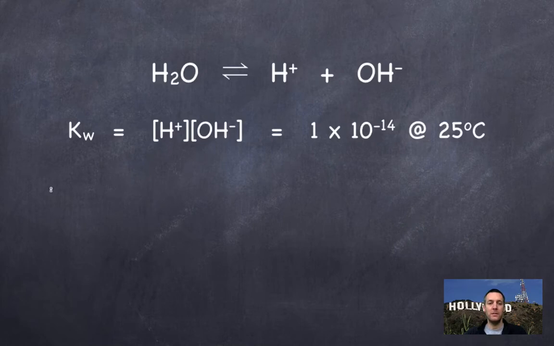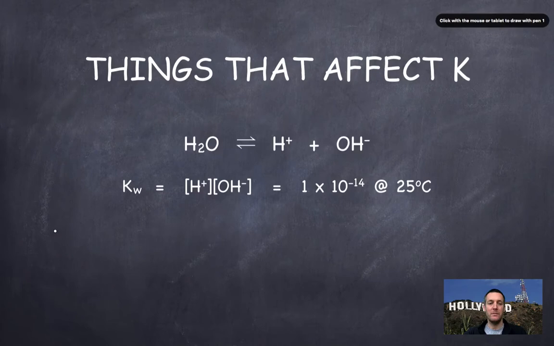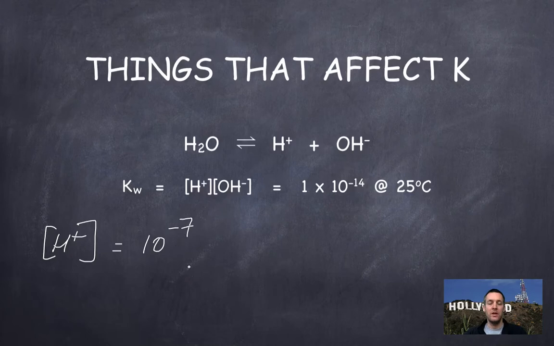Okay, now if you think about it, when the pH is 7, that means the concentration of H+ is equal to 10 to the minus 7. So in a neutral solution at 25 degrees centigrade, the concentration of OH- must also be 10 to the minus 7, and those two things multiply together to give you 1 times 10 to the minus 14.